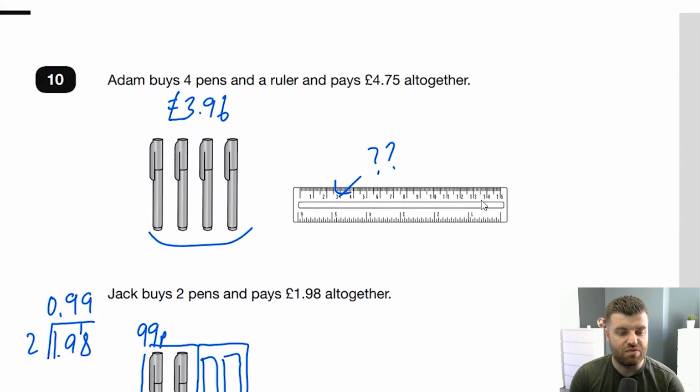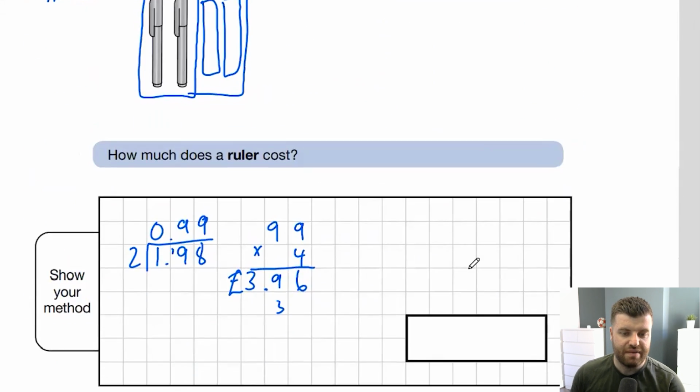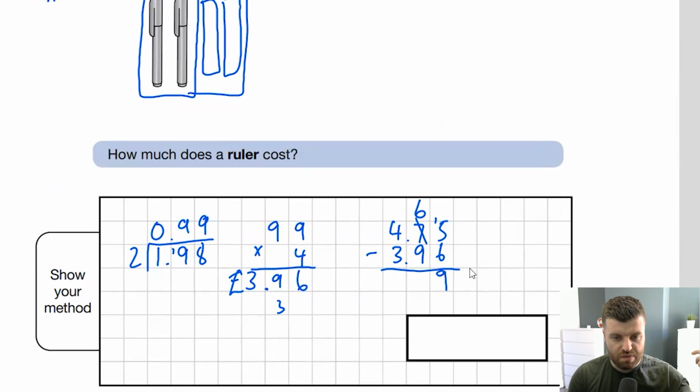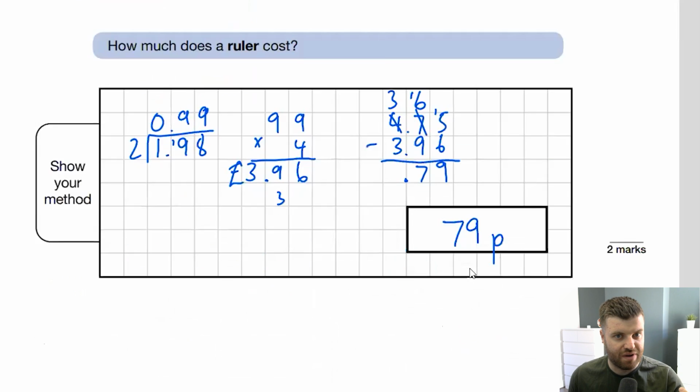So how much did the ruler cost, which is what the question is asking us? Well, if it was £4.75 altogether, I'm going to take off £3.96. I'm going to copy this down here so that we're in the right box. £4.75, subtract £3.96, which were the pens, and what's left over will be the cost of the ruler. Let's exchange here to make sure. 15 take 6 is 9. We've got 6 take 9 we can't do, so we exchange again. 16 take away 9 is 7. The cost of a ruler was 79 pence. Lots of steps, one at a time, show your working out.